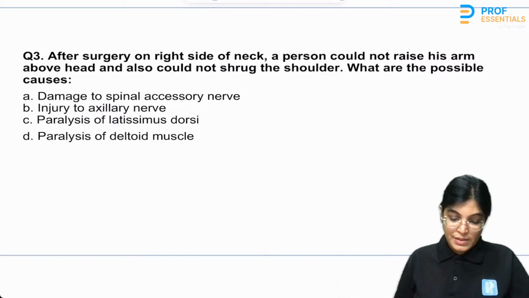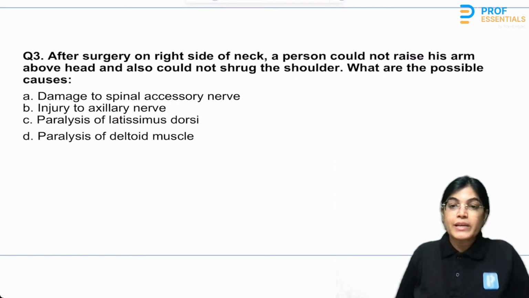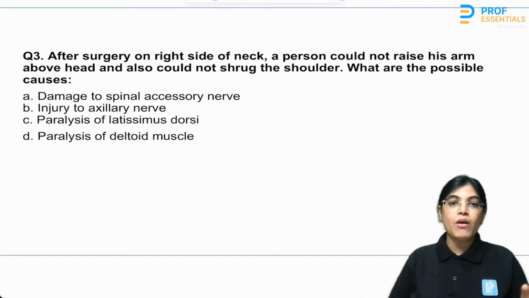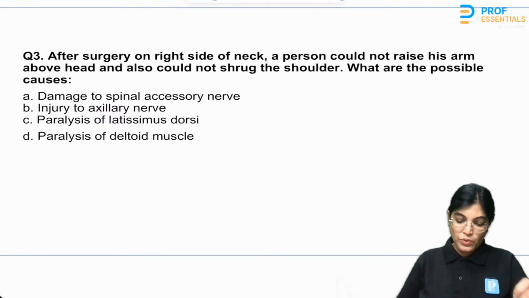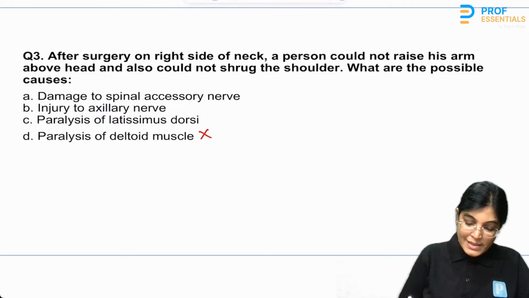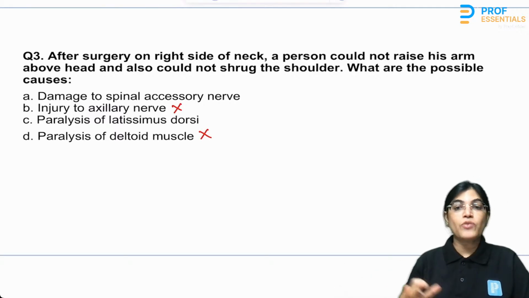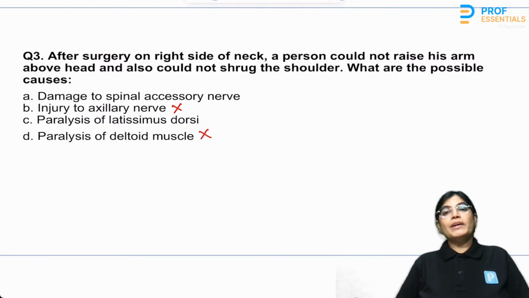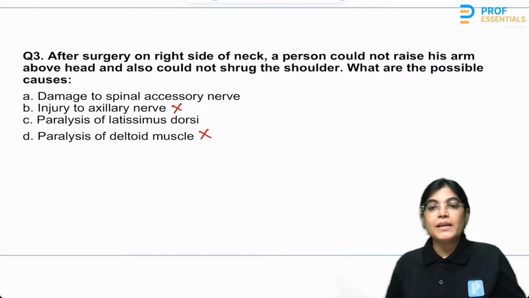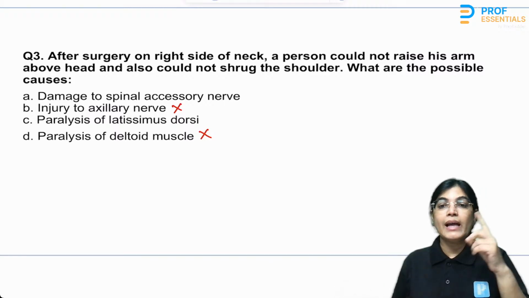After surgery done on the right side of the neck, a person could not raise his arm above the head and also not shrug the shoulder. So no overhead abduction, no shrugging of shoulder. Which is the possible cause? Damage to spinal accessory nerve, damage to axillary nerve, paralysis of latissimus dorsi, paralysis of deltoid. Basically axillary nerve is supplying the deltoid muscle, and deltoid muscle has got a prime action of abduction, but overhead abduction is done by the serratus anterior muscle along with trapezius muscle.